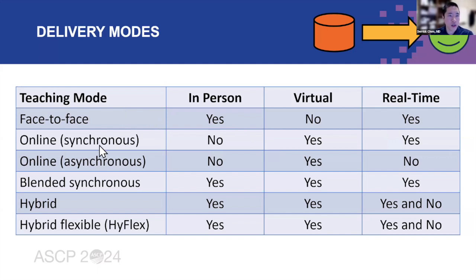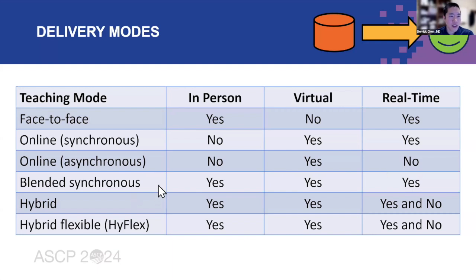Online synchronous is it's happening real time, but it's only online. So what we're doing right now is online synchronous. It's not in person. It's just virtual and it's happening real time. Since this is being recorded, if someone accesses it later and isn't watching it now, that would be online asynchronous or virtual asynchronous. So it's a virtual thing that's happening, but it's not real time.